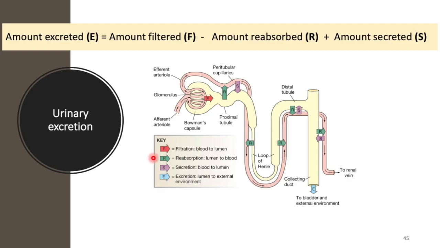In summary, urinary excretion, or amount excreted E, is equal to amount filtered F by the glomeruli, this is glomerular filtration, minus amount reabsorbed R, which is reabsorption from lumen to the blood, plus amount secreted S. Amount excreted equals amount filtered minus amount reabsorbed plus amount secreted.